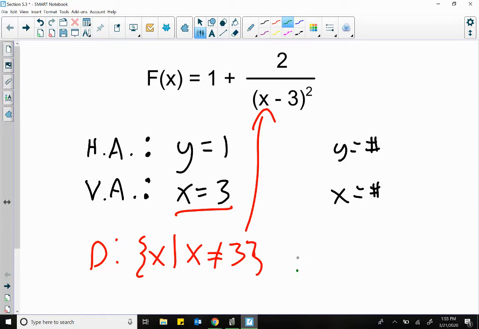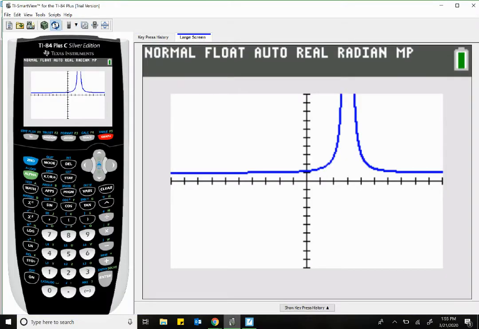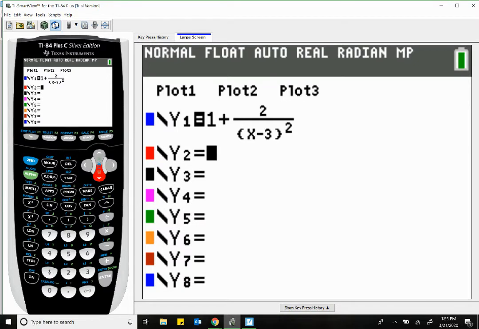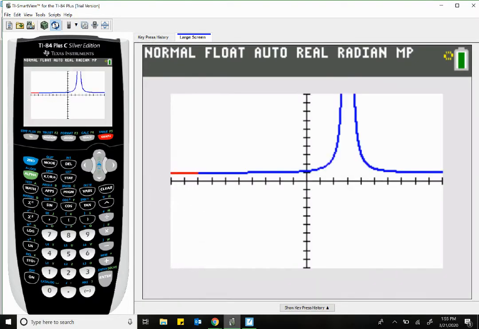Then there's the range, which is all about the y values. So if we look at our graph, where does our graph exist? Well, our graph exists entirely above that red line. My graph doesn't go any lower than that. So we need to let our range reflect that.